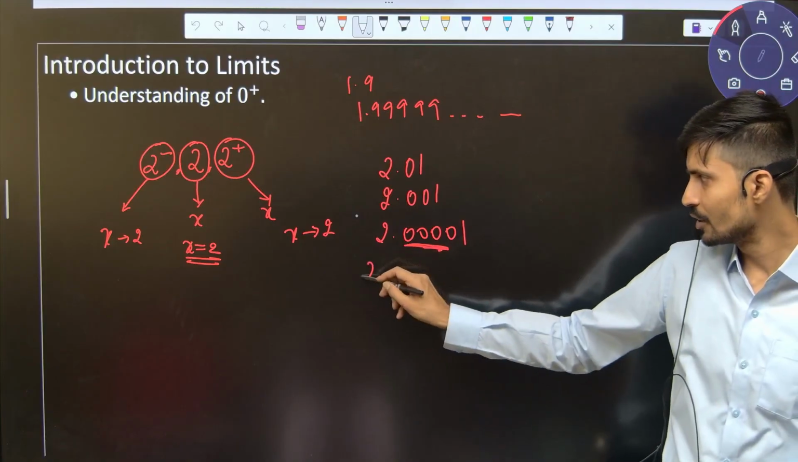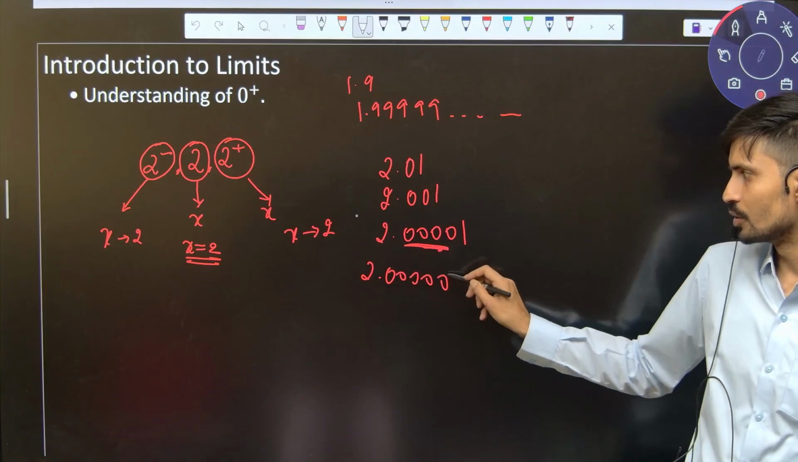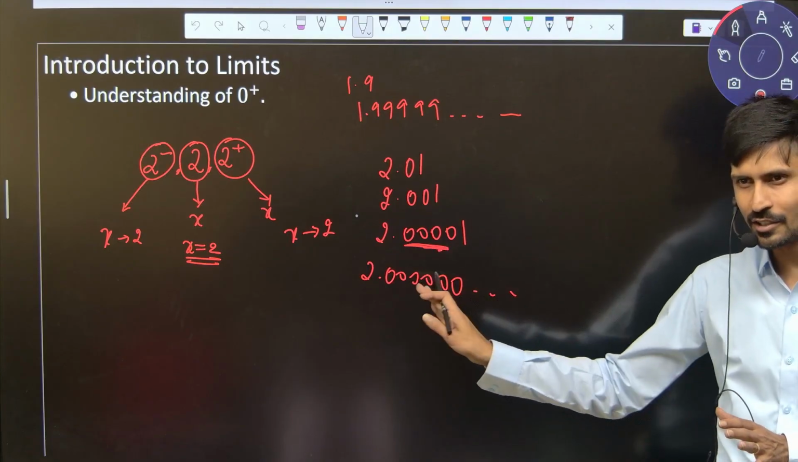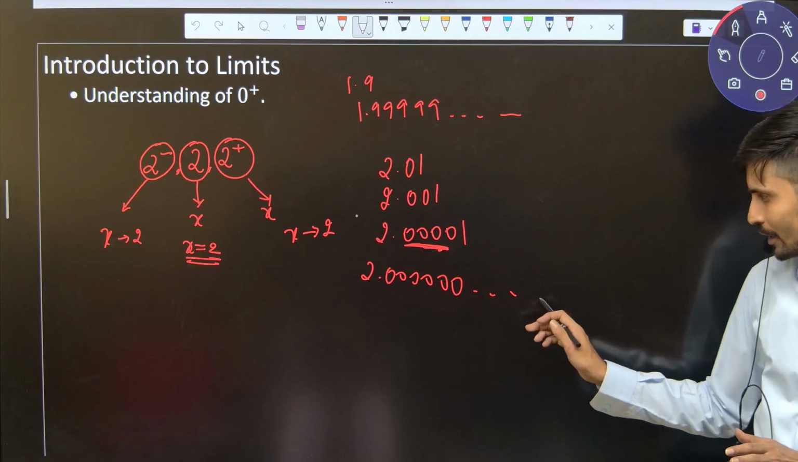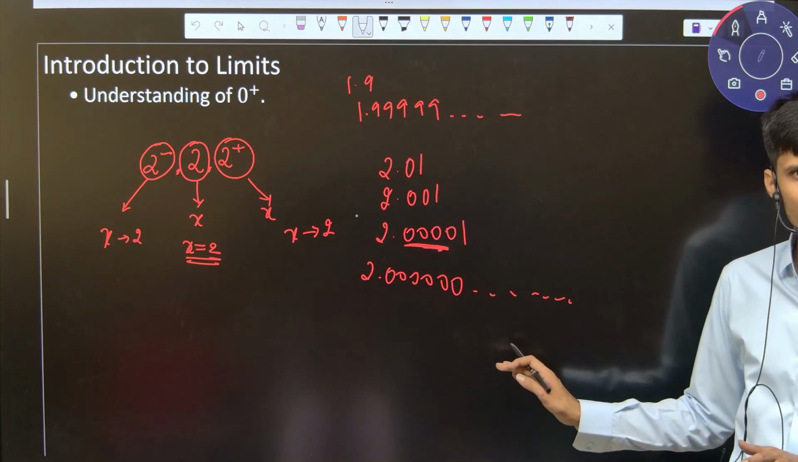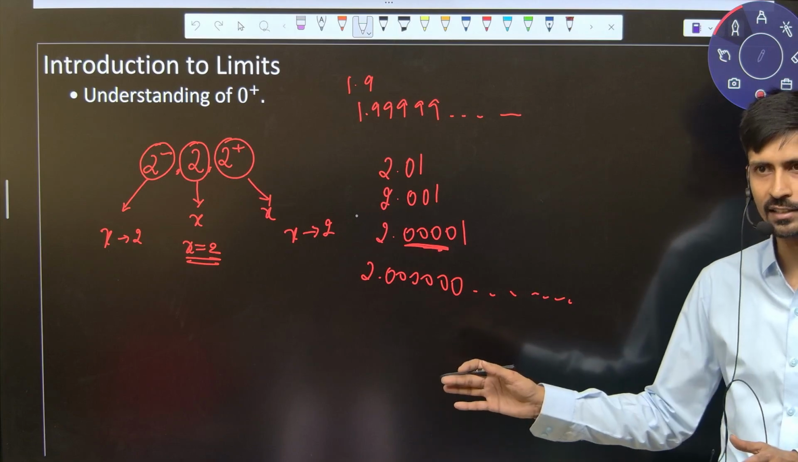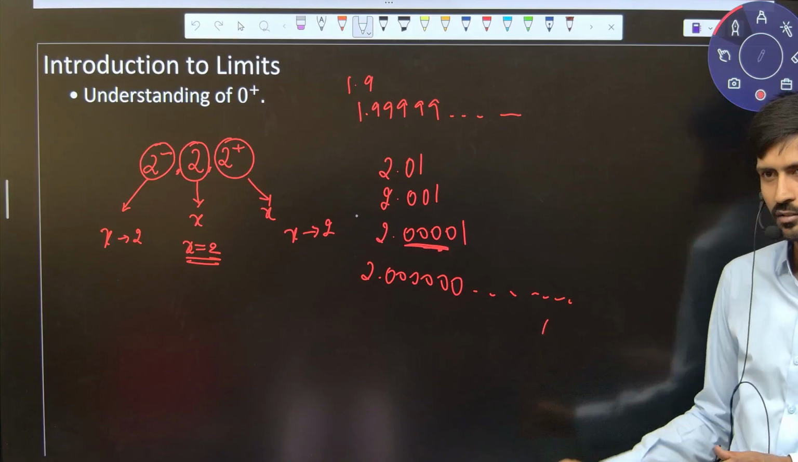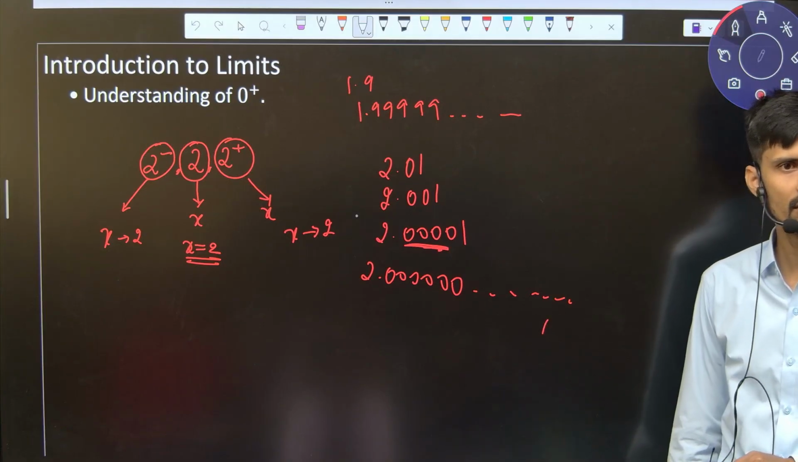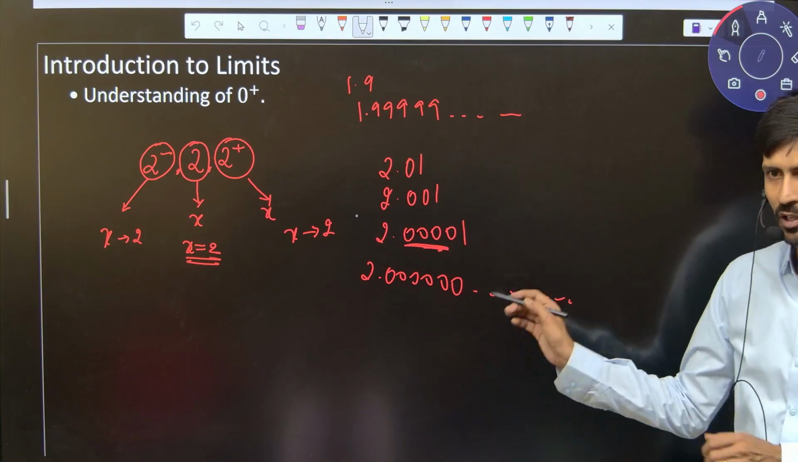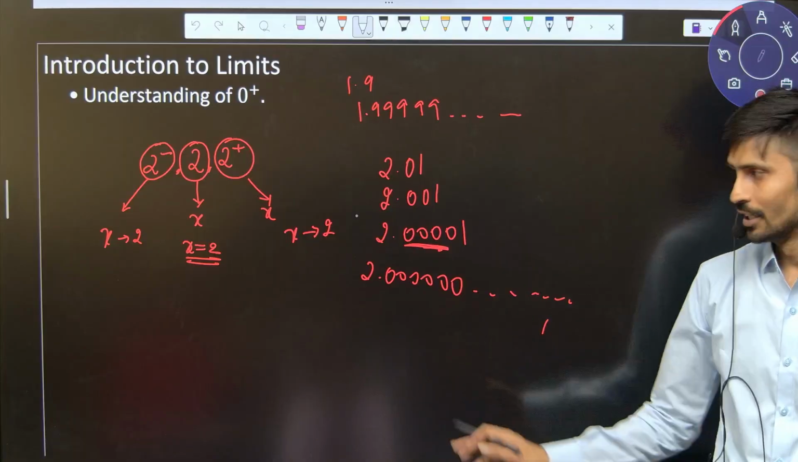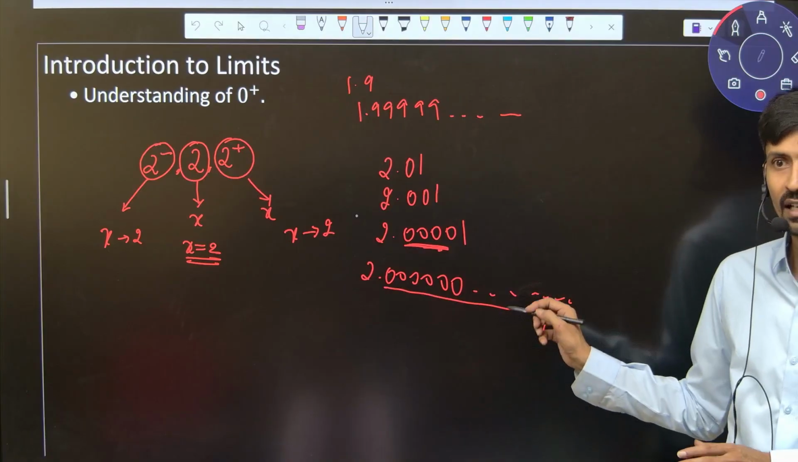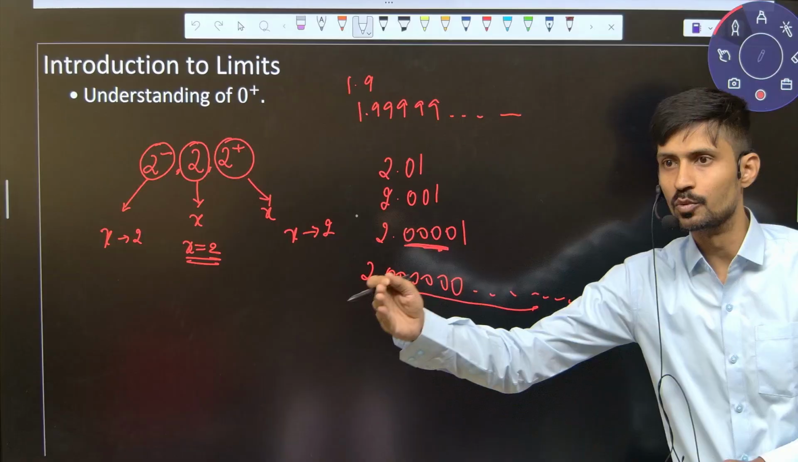So if I write here 2.000000000, don't you think this is looking, not exactly, but looking like 2 only. Infinite times we have to write 0, and we don't know how many times, and at last you have to put 1. So tell me, out of all these 3 numbers, which is more towards 2? This one is more towards 2. It means if we are increasing the count of 0s, that number is going more towards 2.